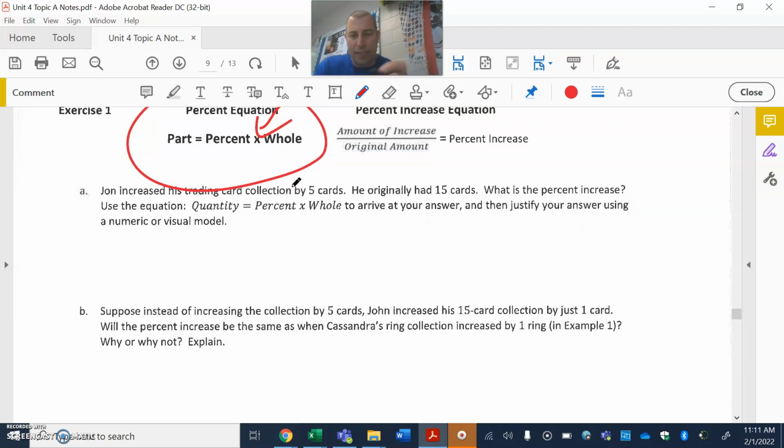So here we go. Part A. It says, John increased his trading card collection by 5 cards. He originally had 15 cards. What is the percent increase? Okay, so how much did it change? Well, he increased it by 5.